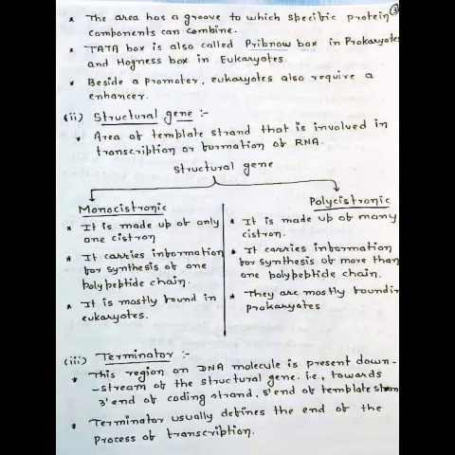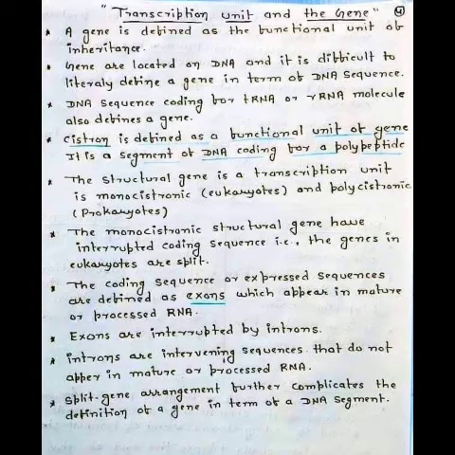The third region is the terminator. This is the region on the DNA molecule present downstream of the structural gene, that is, toward the 3' end of the coding strand, 5' end of the template strand. The terminator region defines the end of the process of transcription.